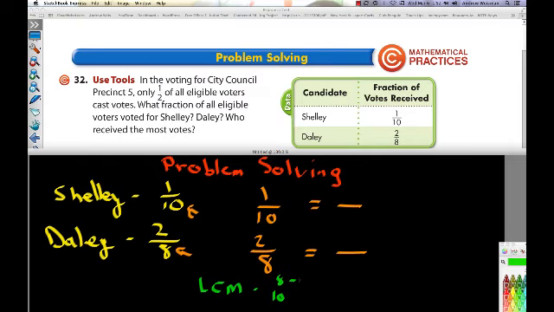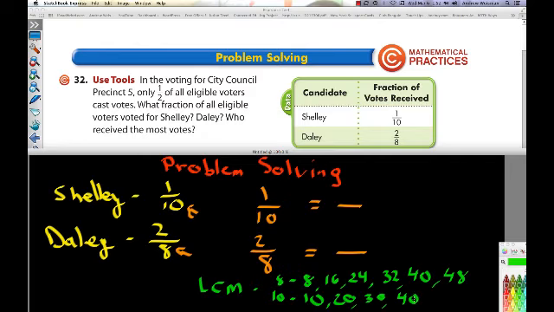Multiples of 8 are 8, 16, 24, 32, 40, 48. I'm going to stop there and let's do 10, 20, 30, 40. Actually, I'm going to stop there because we found our winner. This is going to be our denominator. So I'm going to change back to orange, make this 40, make this 40, and now what we have to do is make our equivalent fractions.